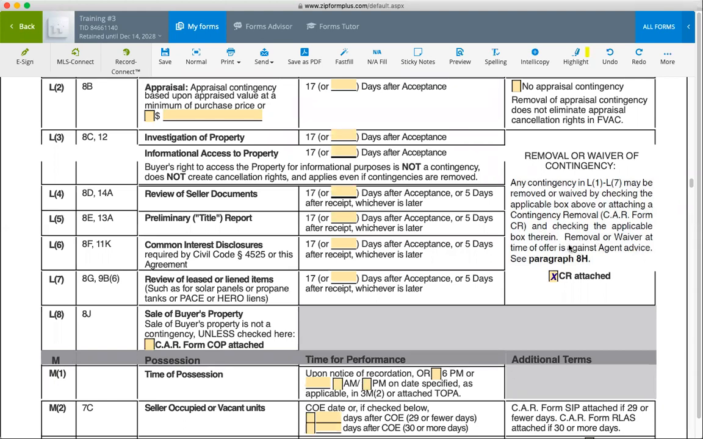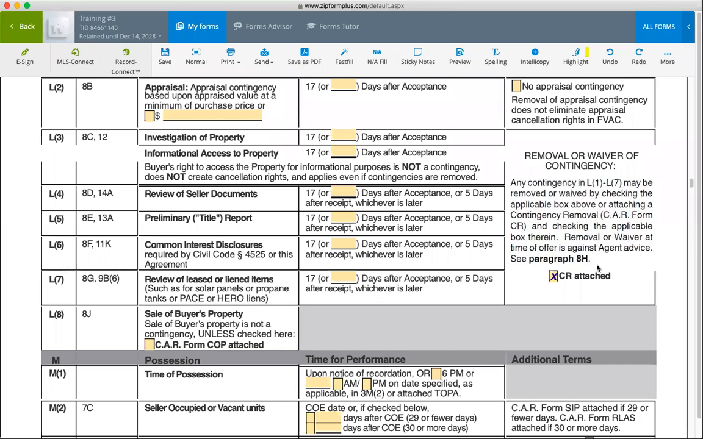So let's say that again. Removing your contingencies or waiving your contingencies at the time of the offer is against the agent's advice. See paragraph 8H. So we always advise our buyers to get inspections and to have contingencies, so if they find something on the property they don't like, they can cancel. Sometimes the seller has reports the buyer's already seen, and they'll accept those reports and say, okay, I don't need to do any more reports. I like that home inspection.